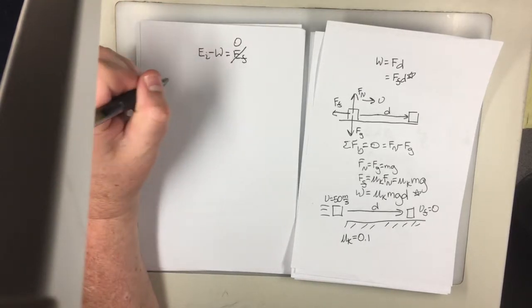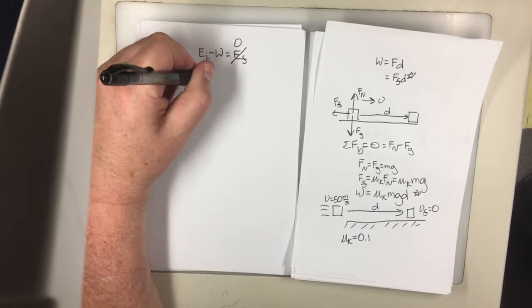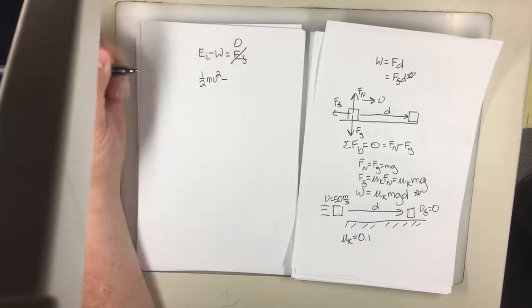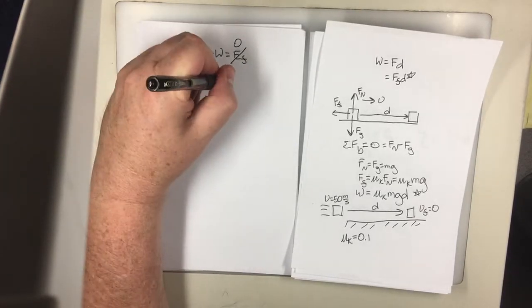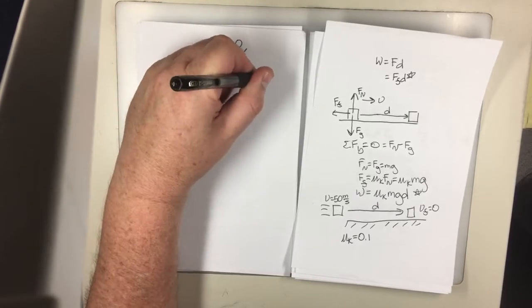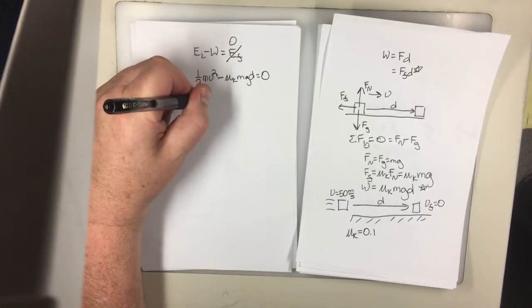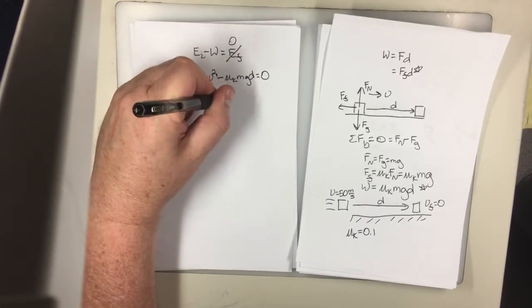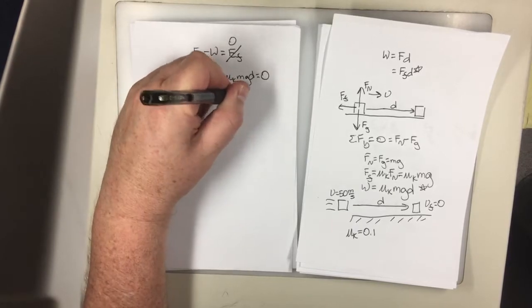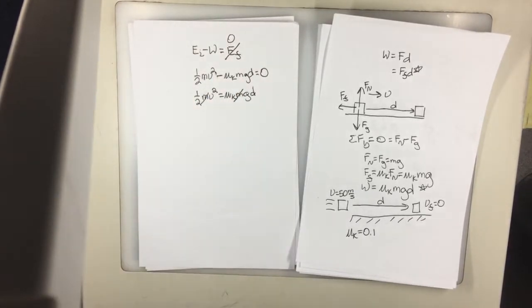The initial energy is all kinetic energy, so it is 1/2 mv squared. The work removed through friction is mu sub k mgd, and that is equal to 0. So 1/2 mv squared is equal to mu sub k mgd. Those m's cancel.